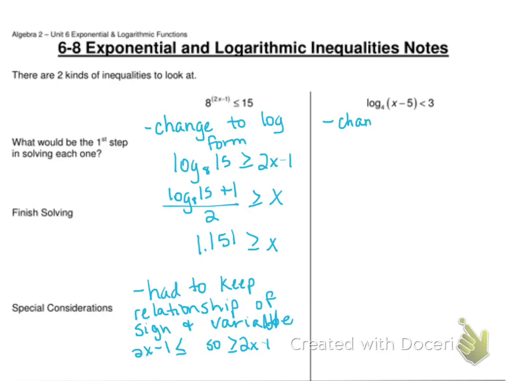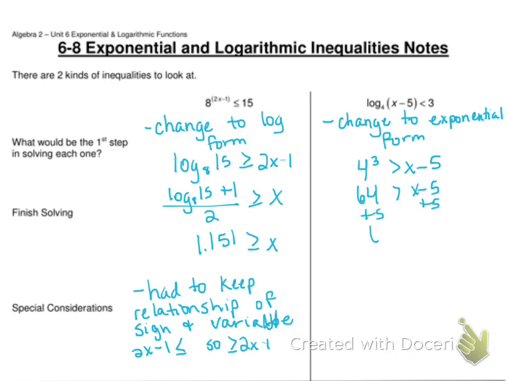So look at this next one. It's in log form, so we are going to change to exponential form, because that would be the inverse operation. So in this case, the base is 4 to the third power is greater than or equal to x minus 5. And once again, I had to change the sign because it was x minus 5 is less than. So it's still x minus 5 is less than. 64 is greater than or equal to x minus 5.